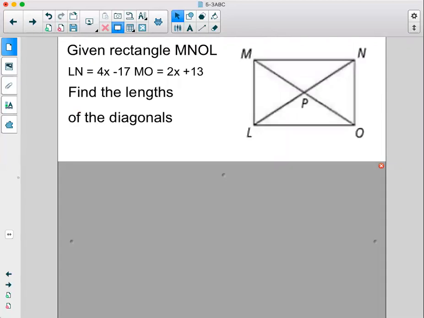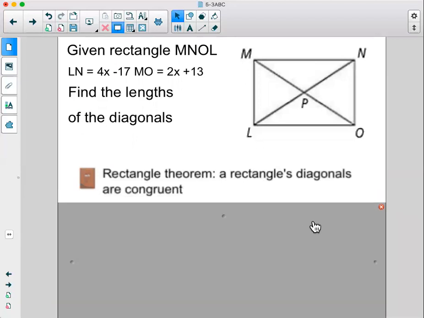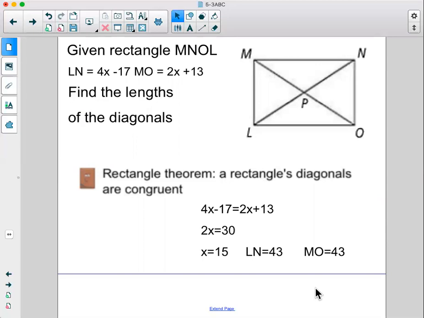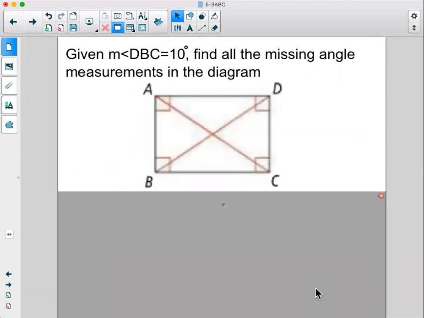Pause, solve for x, and then press play for the solution. If we're given a rectangle, then we know the diagonals are congruent. And so we can set those two expressions equal to each other and solve for x, and then plug it in to get our length. Pause, find all the angles in the diagram, and then press play for the solution.